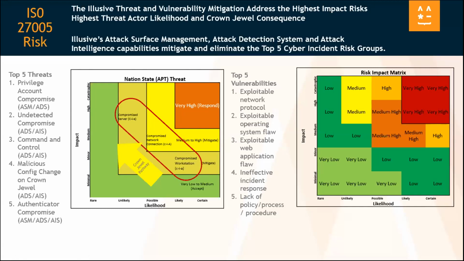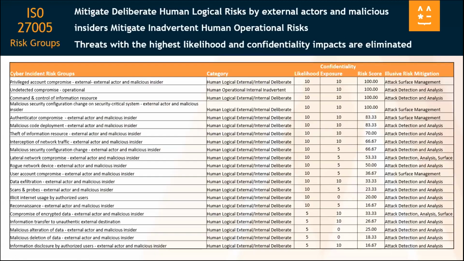This elimination of cyber incident threats really eliminates cyber incident consequence. So when we're looking at what risk groups really apply to malicious action, this is in the human deliberate logical risk category. There is human operational inadvertent in context as well for just errors in configuration that lead to undetected compromise. But when you're looking at it from just a standard scoring baseline, again, these threat and risk groups are certain to occur. They're 10 on the likelihood scale, and many of them are very high on the confidentiality impact scale.